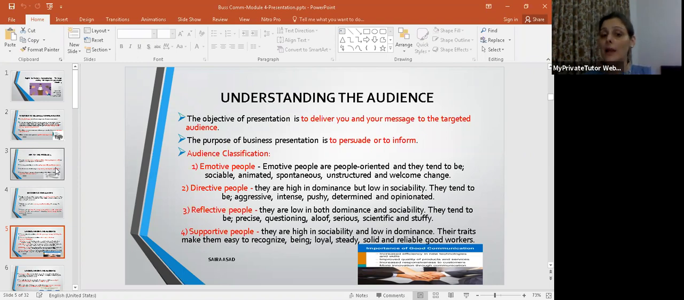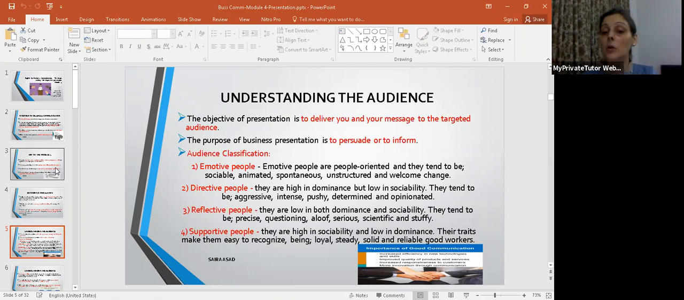Directive people are high in dominance but low in sociability. They tend to be aggressive, intense, pushy, determined, opinionated. Directive people give directions all the time, are aggressive, and know what they want to be done. They're not very compromising people. They are stubborn, but we can frame them in a nice sense also. What is good for them, they want everybody to follow. They are not open to the views of other people. We call them directive people.